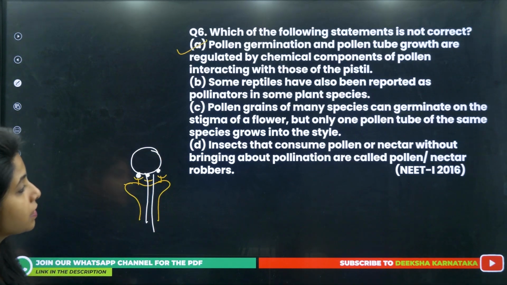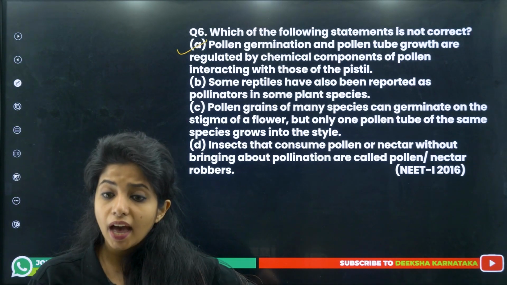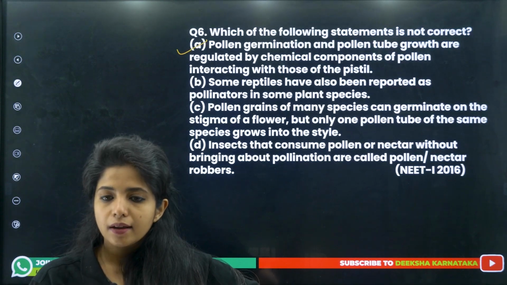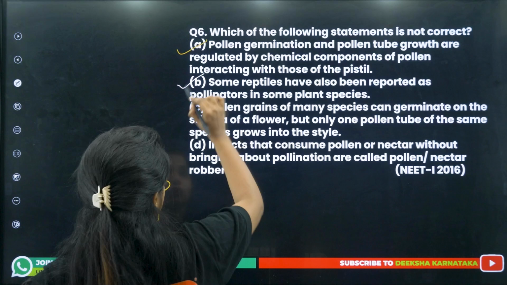Now some reptiles have also been reported as pollinators in some plant species. Yes, we have lizards, which is a reptile. It is a pollinator, it's a biotic pollinator, so biotic agent, so this is also correct.